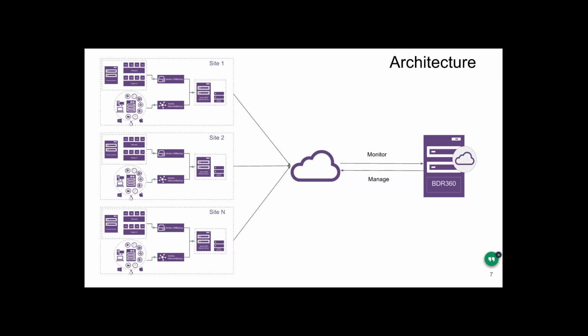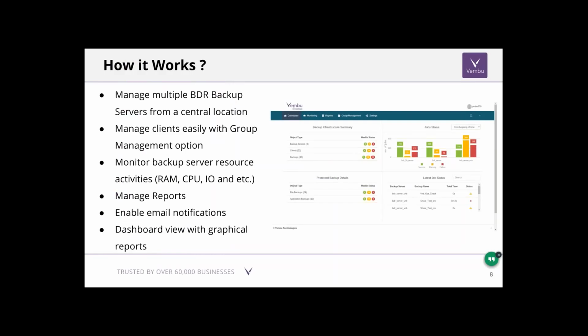Once the Vim BDR 360 agent is installed in a site, on a Vim backup server machine, the BDR 360 agent will start sending the data to our cloud, in which our Vim BDR 360 server is present. For now, the Vim BDR 360 server is present in cloud. Later on, it can be available as on-premise software by which you can manage and monitor your backup servers directly. So moving on to how it works.